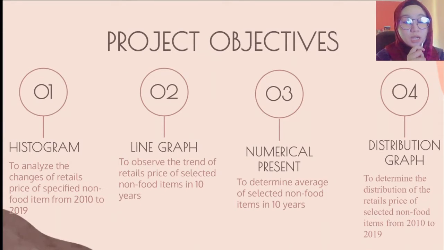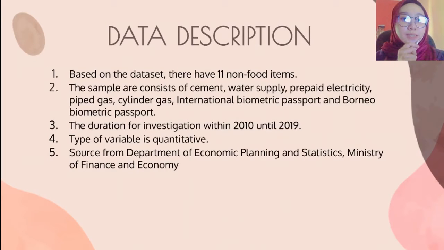We have 4 project objectives. First, to analyze the changes of retail price of specific non-food items from 2010 to 2019, and we use a histogram. Next, to observe the trend of retail price of selected non-food items in 10 years, we use a line graph. And third, we use numerical presentation to determine the average of selected non-food items in 10 years. The last one, to determine the distribution of the retail price of selected non-food items from 2010 to 2019, we use a distribution graph. Next, we move to data description.